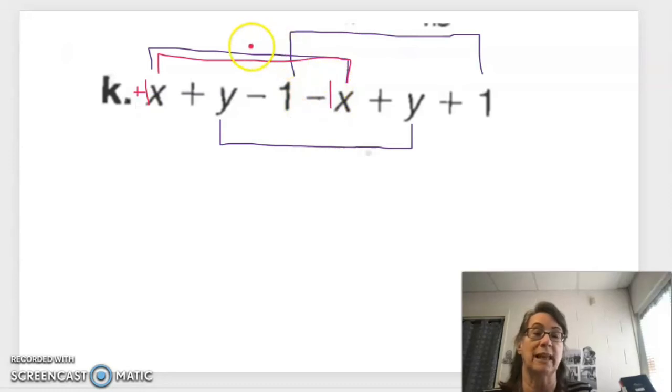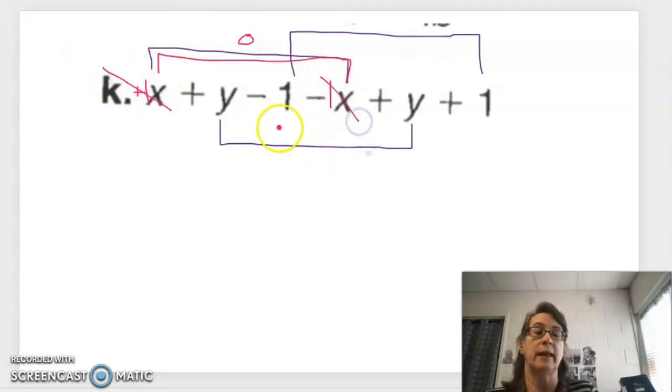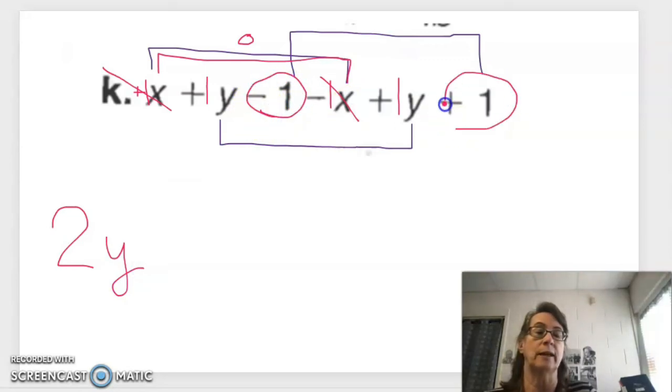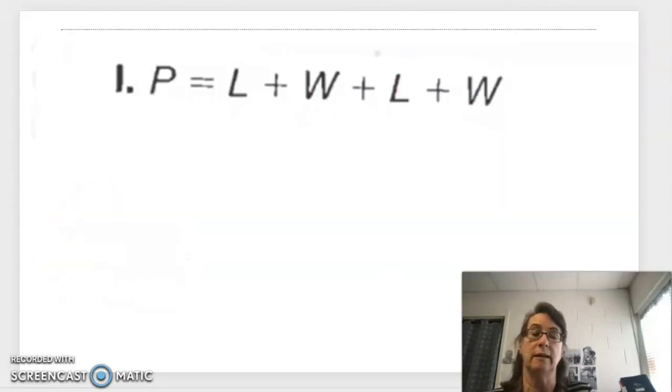So won't those just cancel out and be 0? So we don't even have to write those down. Those are just going to cancel out. Then we have a positive 1y and a positive 1y, which will end up being a 2y. And then we have a negative 1 and a positive 1, which will end up being a 0. So our final answer is just 2y.